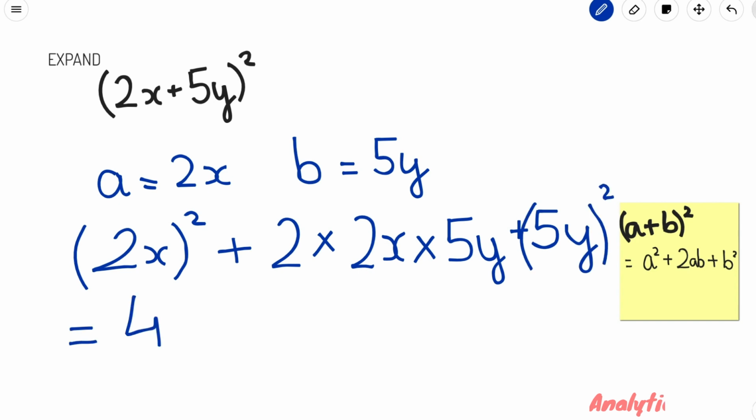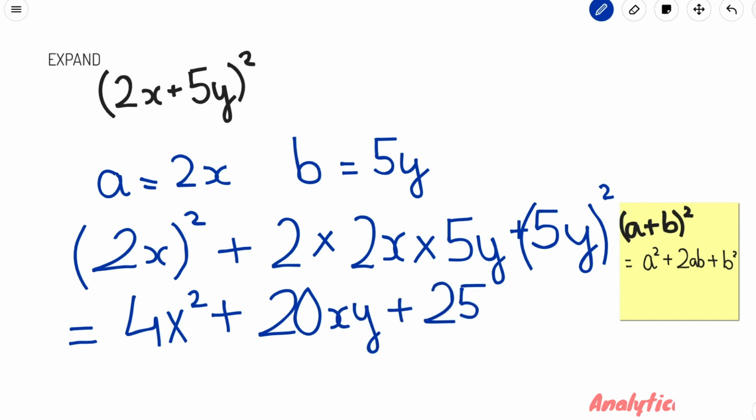2x the whole square is equal to 4x square, plus 2 into 2x into 5y is 20xy, plus 5y the whole square is 25y square. We got the solution.